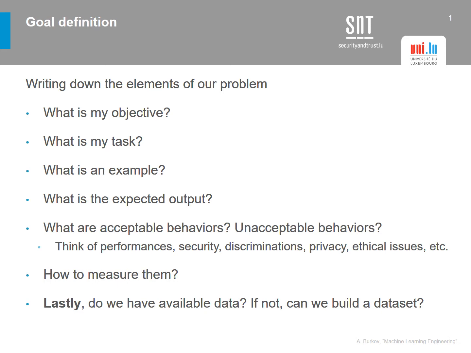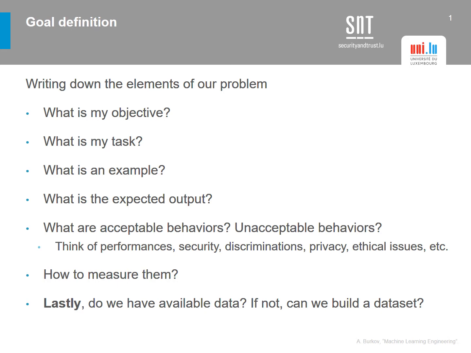Once we have defined that, one important question to ask is, what are the acceptable behaviors and what are the unacceptable behaviors? So here we can think of performance. It may be more of an intuition, like I want my task to achieve a certain performance. For example, an acceptable behavior can be that our system should be at least 90% accurate. Similarly, an unacceptable behavior can be 80% or less.